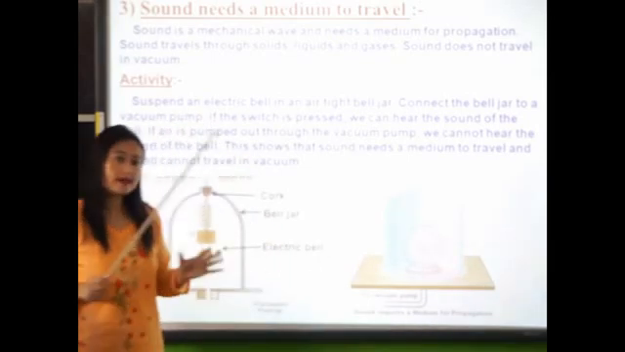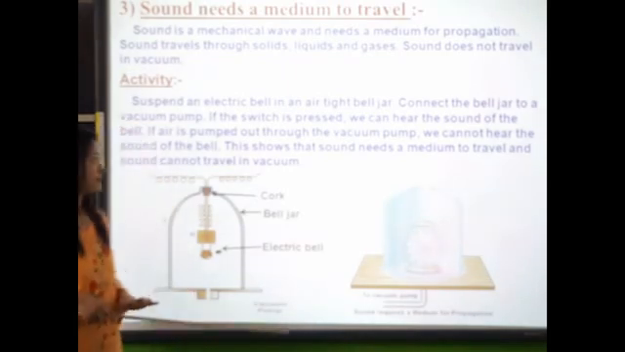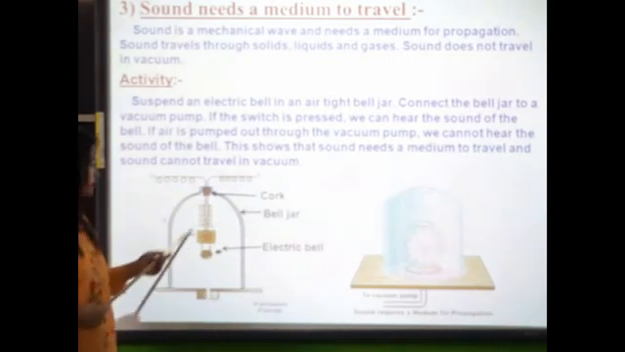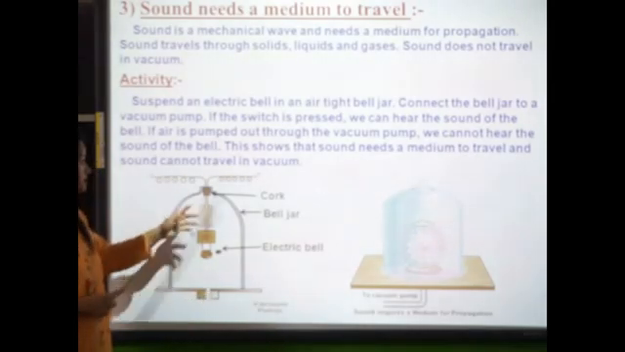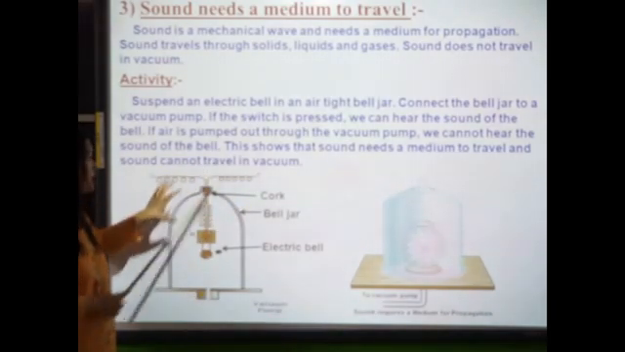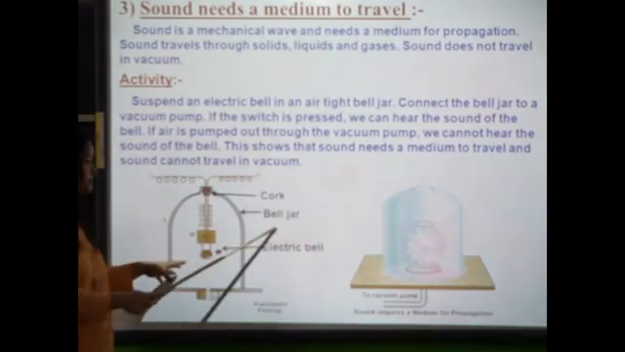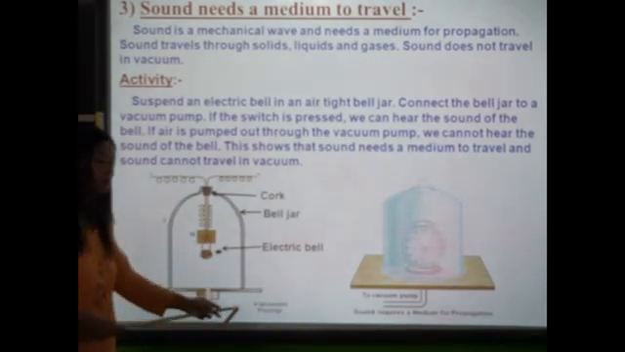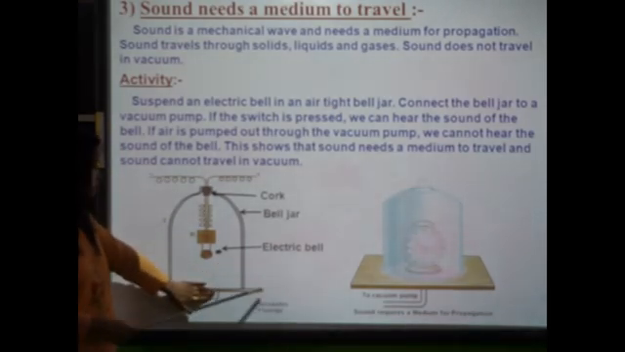Now, an experiment to prove that sound requires a medium to travel. This is called a bell jar. You have an electric bell over here, and there is a vacuum pump over here. The bell jar has a cork, and it's completely shut, so no air can enter it. All the air which is inside this bell jar is removed, and then it is sealed.